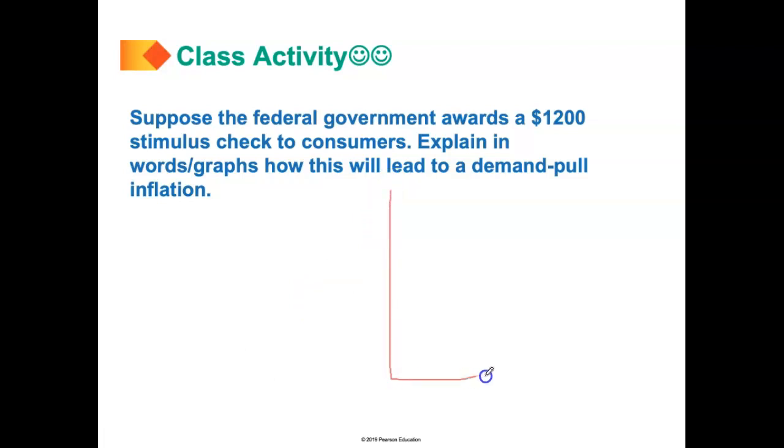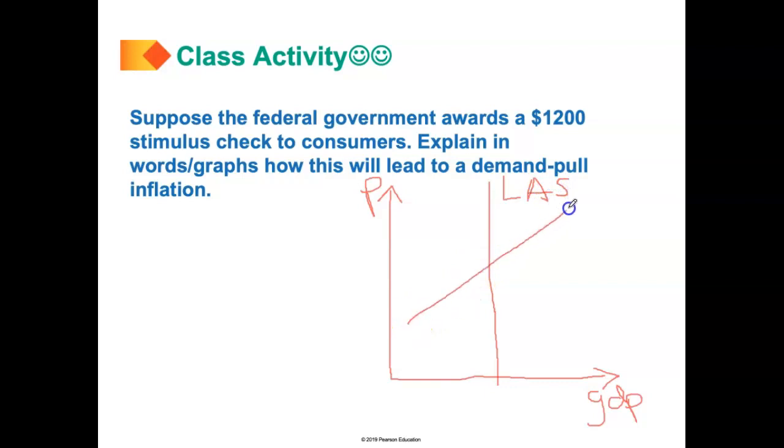So we have GDP over here, and we have the price level over here. I'll just call it P. Again, we have our long-run aggregate supply curve, which is always vertical. I'll call it LAS. And we have our short-run aggregate supply curve, which is always upward sloping. I'll call it SAS. And we have our aggregate demand curve, which is always downward sloping. And we call it AD.